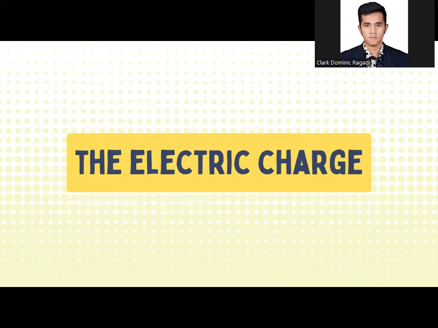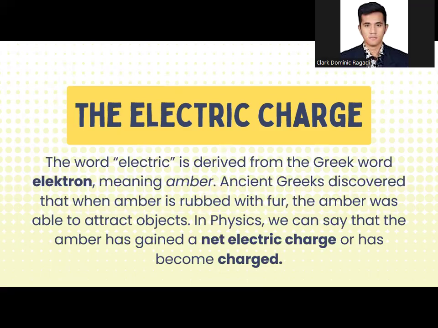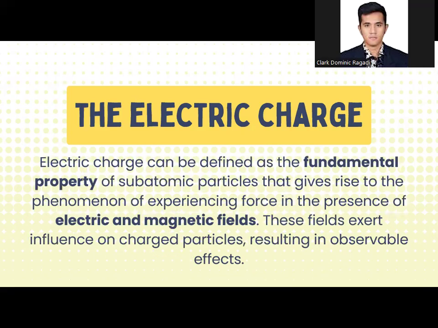Okay, so what's an electric charge? Let's have a brief historical background on the matter. First, the word electric is derived from the Greek word electron, meaning amber. Way back in the times of the ancient Greeks, they discovered that amber, when rubbed with fur, was able to attract other objects. So in contemporary science, specifically in physics, we can say that the amber has gained a net electric charge or has become charged.